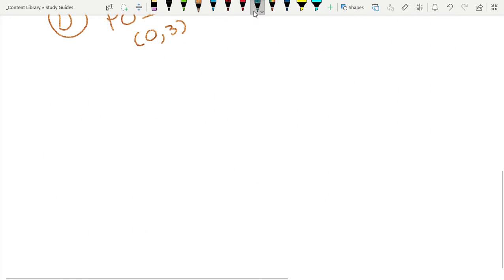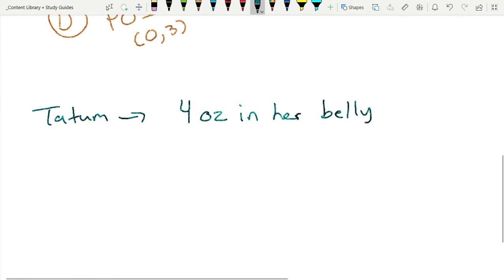All right, on to number 2. We have a word problem. And so a good thing to do with word problems is identify the important information. So it says there's a pumpkin juice drinking competition. Tatum is our first competitor. She currently has 4 ounces in her belly. And it says she's drinking at 3 ounces per minute.